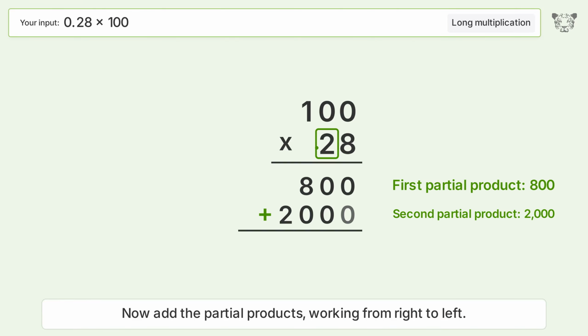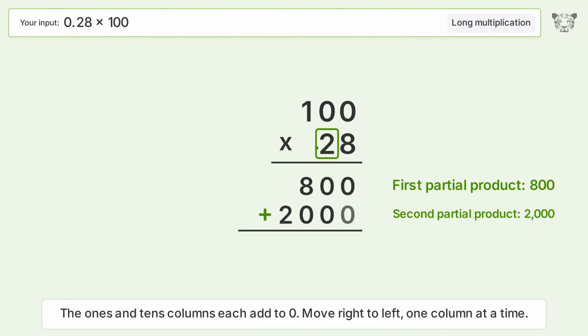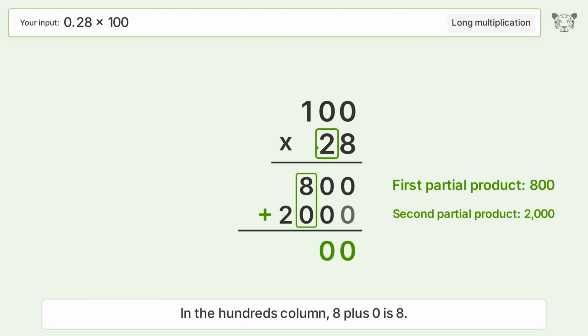Now add the partial products, working from right to left. The ones and tens columns each add to 0. Move right to left, one column at a time. In the hundreds column, 8 plus 0 is 8. In the thousands column, bring down 2. The product of the whole numbers is 2800.